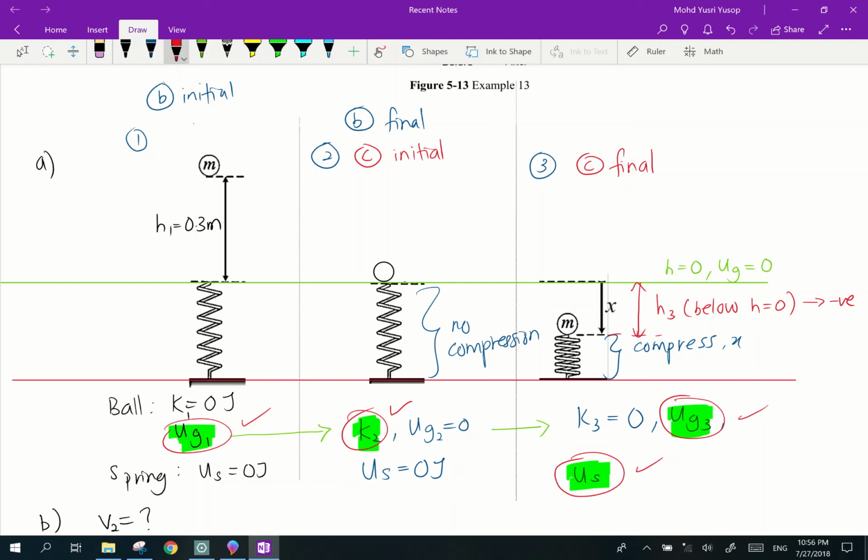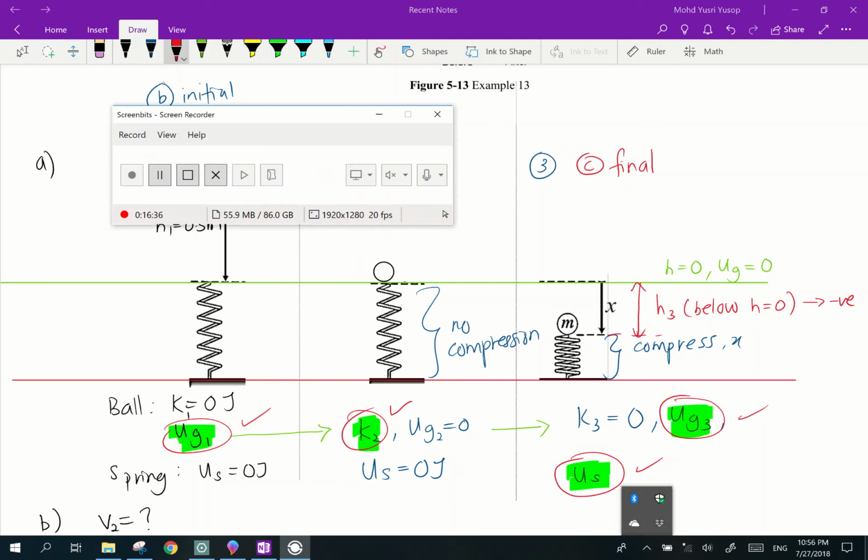Okay, so itu sahaja dalam video kali ini. Terima kasih. Dalam video akan datang kita akan bincangkan example yang sama tetapi dengan kita define height 0 pada part yang berbeza. Sekian, terima kasih.